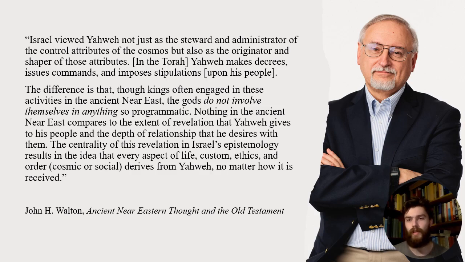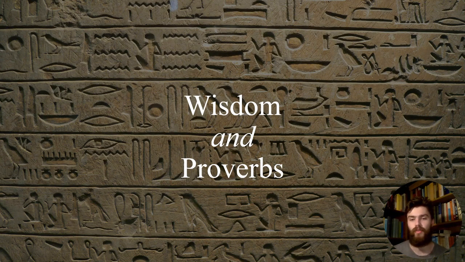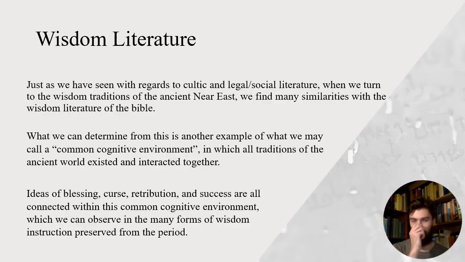The final section we'll look at is the wisdom literature and proverbs of the ancient Near East. This obviously makes up a lot of the literature in the Old Testament, so I think it would be helpful to compare the two. And just as we saw that the cultic and legal and social and religious understandings of the ancient Near East are very parallel with the Bible, when we turn to the wisdom traditions of the ancient Near East, we find the same sort of similarities with the wisdom literature in the Bible.